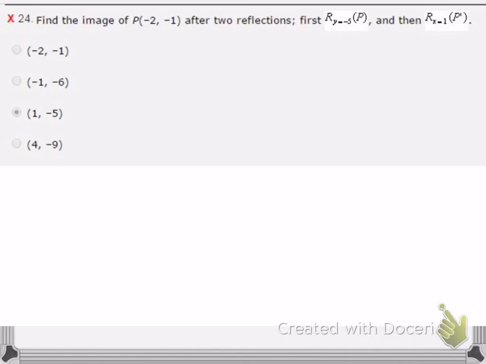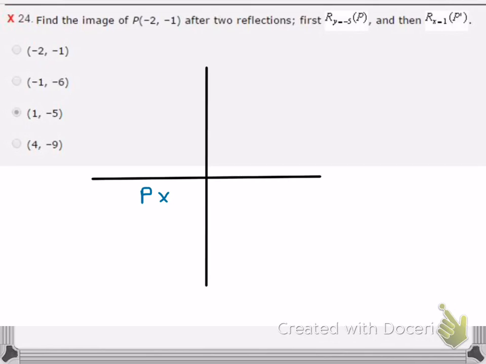So we're going to start this problem by drawing our coordinate axes, and we are going to plot the point (-2, -1), maybe not to scale. So that's the point (-2, -1). That's the point P that we're working with.